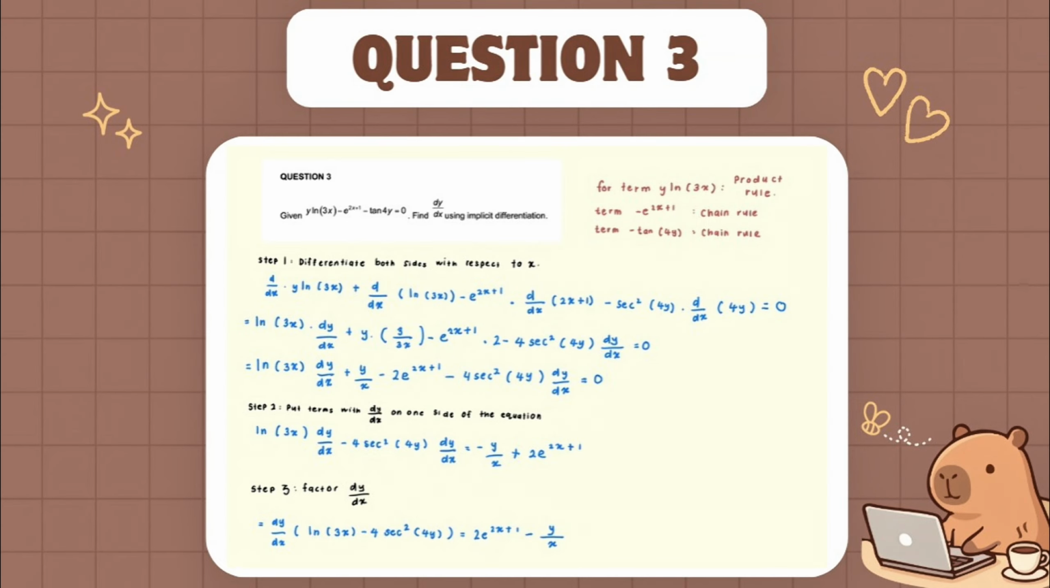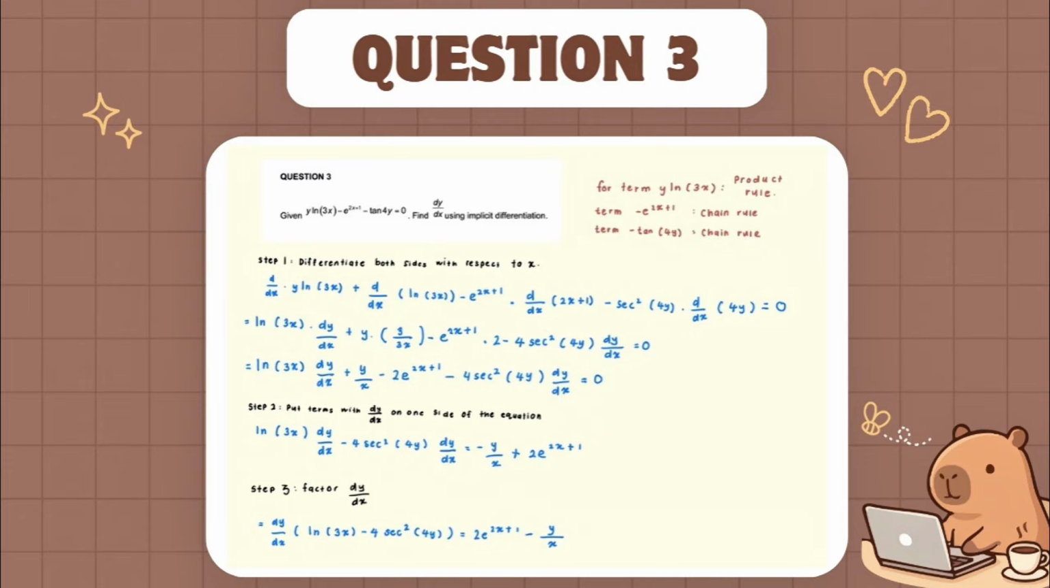The first step is to differentiate both sides with respect to x. For the term y ln 3x, I use the product rule, resulting in d/dx of y times ln 3x plus y times d/dx of ln 3x. For the term negative e to the power of (2x + 1), I use the chain rule, resulting in minus e to the power of (2x + 1) times d/dx of (2x + 1). For the term negative tan 4y, I use the chain rule too, resulting in minus sec squared 4y times d/dx of 4y.